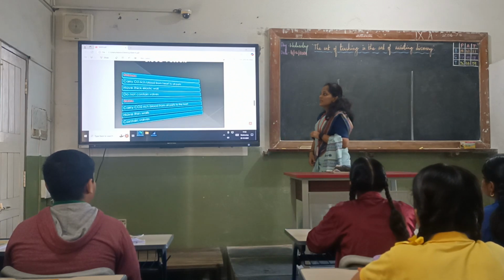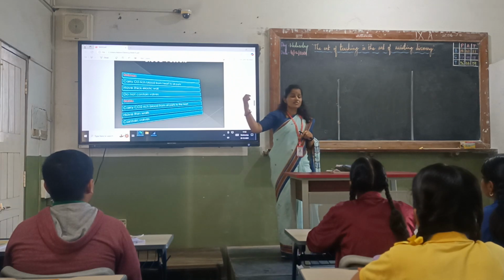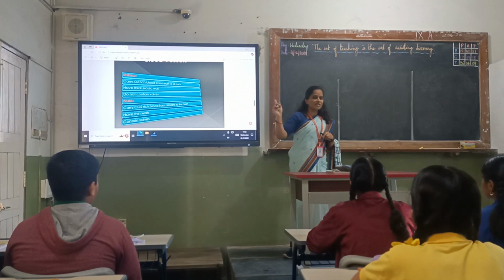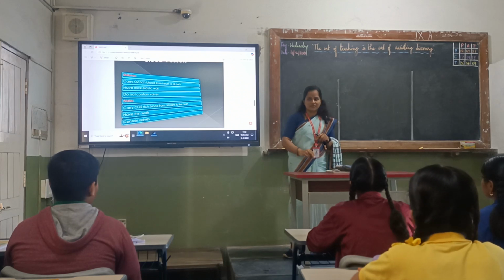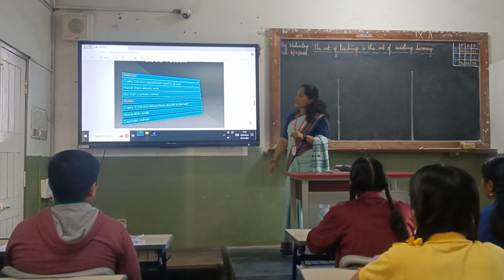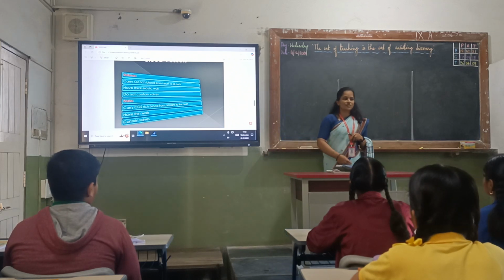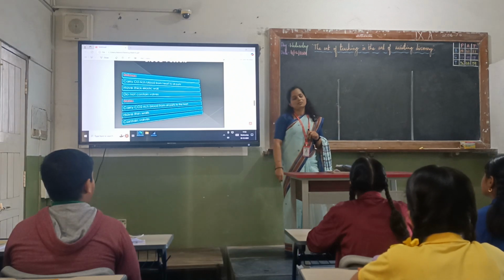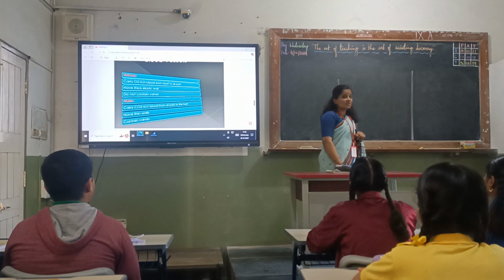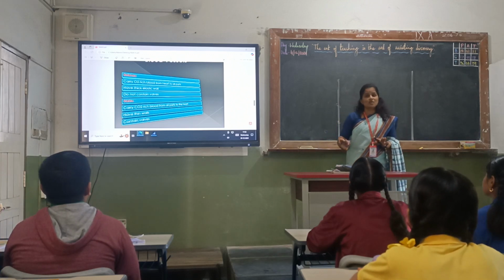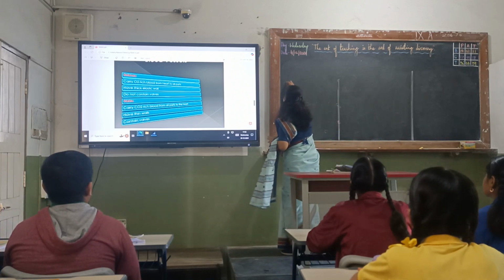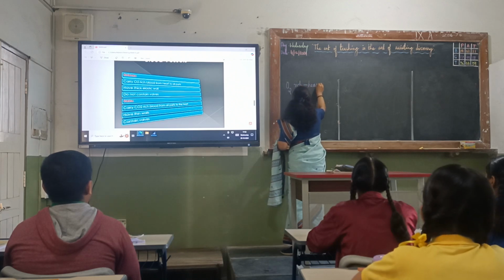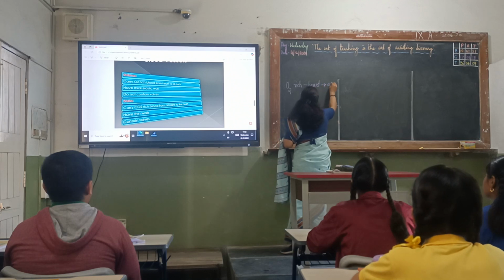Arteries. This is important because if you understand this, then only you can understand the working of the heart. Arteries and veins play an important role there. So arteries carry which kind of blood? Oxygen rich blood. From where to where? From the heart to all parts of the body. So generally all the arteries carry oxygen rich blood, O2 rich blood, from the heart to all parts of the body.